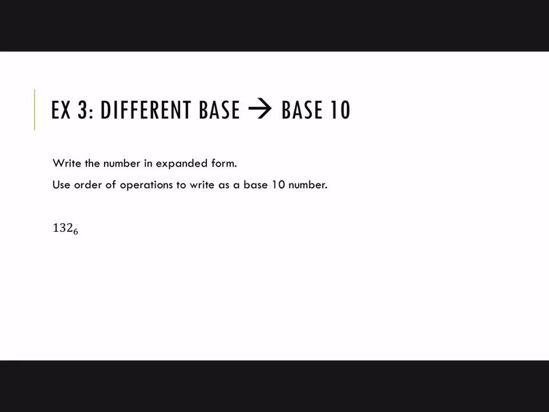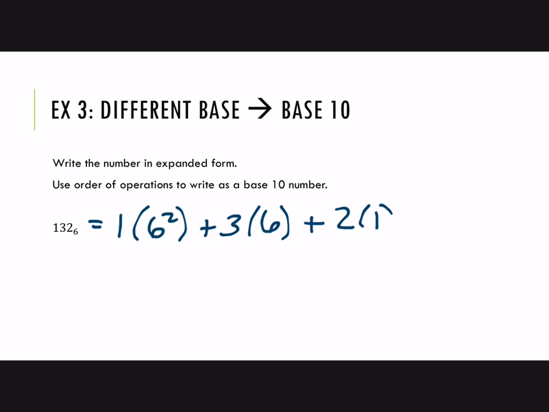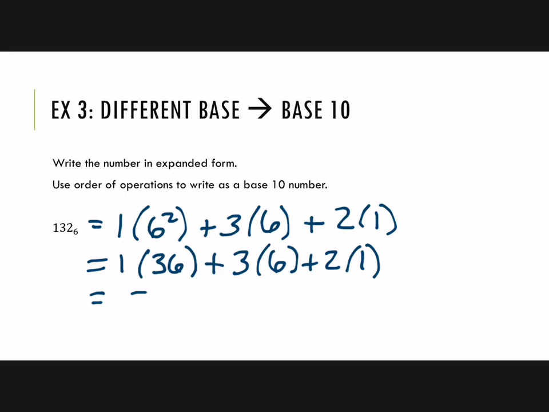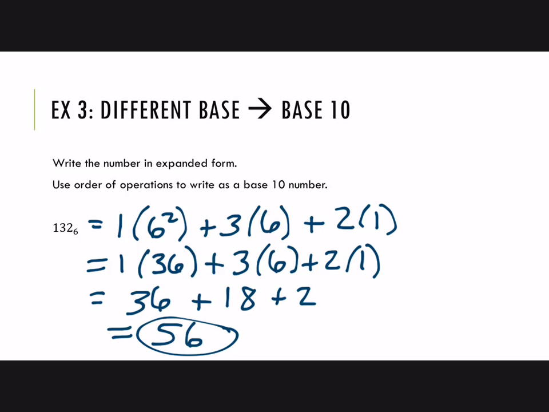Alright, 132 base 6. So now I'm using powers of 6. This is 1 times 6 squared plus 3 times 6 plus 2 times 1. Okay, so exponents, this is 1 times 36. And that's the only exponent. Then multiplication, this is 36 plus 18 plus 2. And then addition, that's 56.